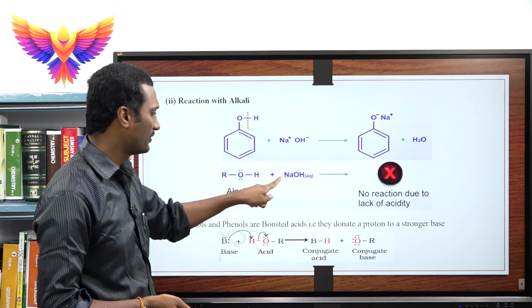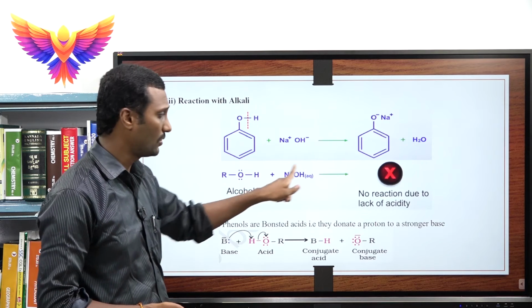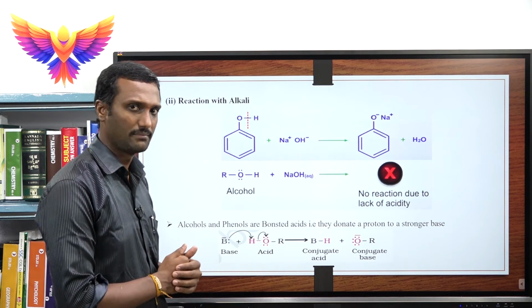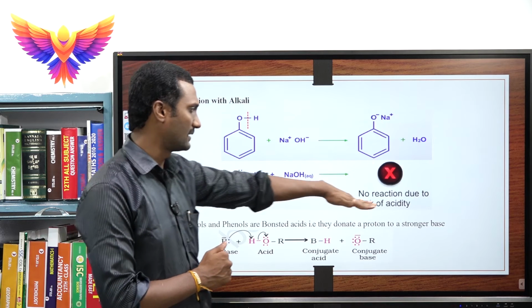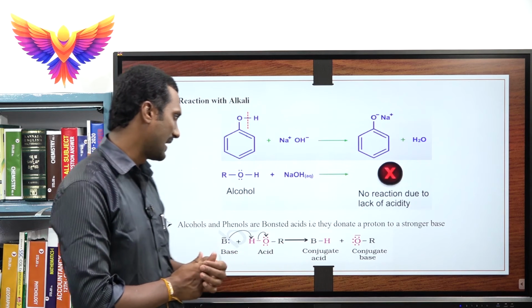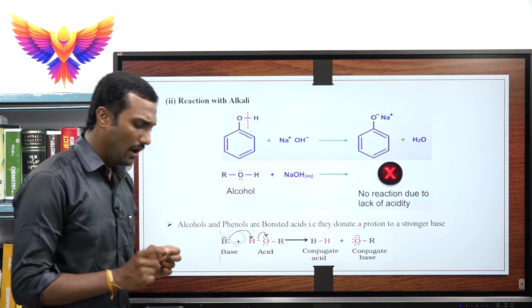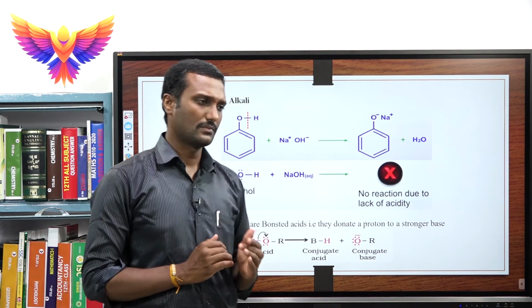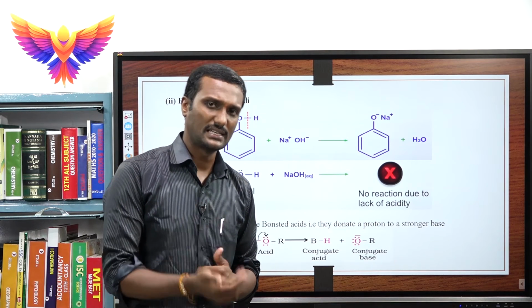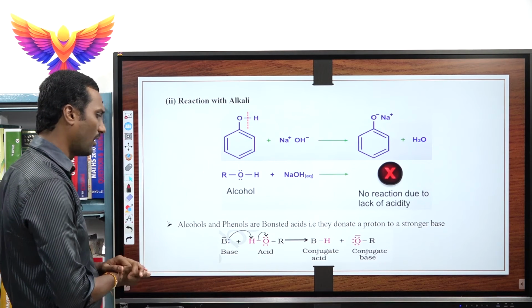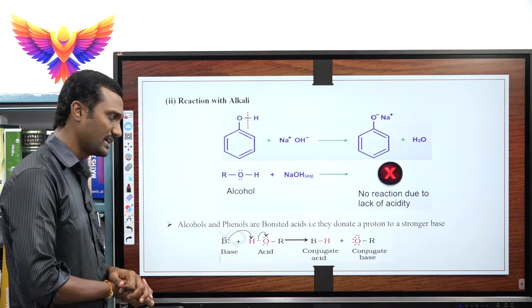But when sodium reacts with the alcohol, you will get sodium alkoxide. But with sodium hydroxide, there is no reaction due to the lack of acidity. Now, as I said, alcohol is versatile in nature: it acts as a Lewis acid and as a Lewis base. In the examples I have taken, alcohols and phenols are Bronsted acids.